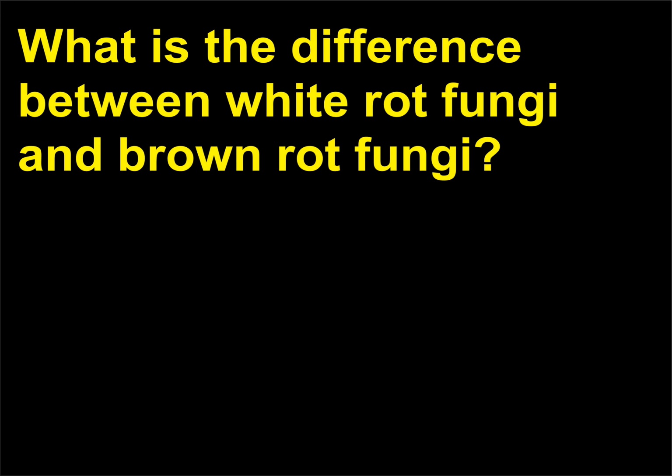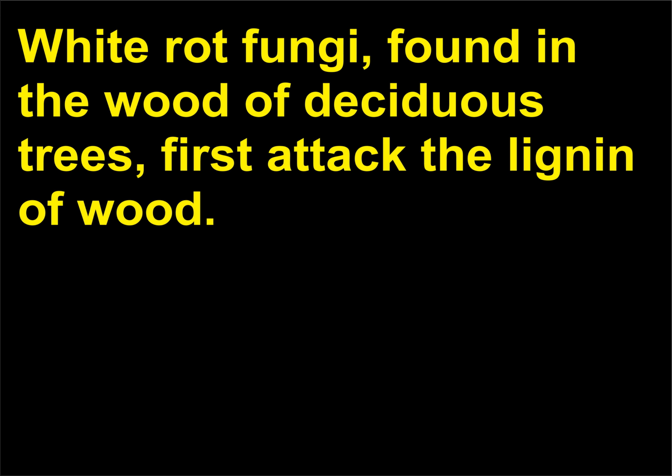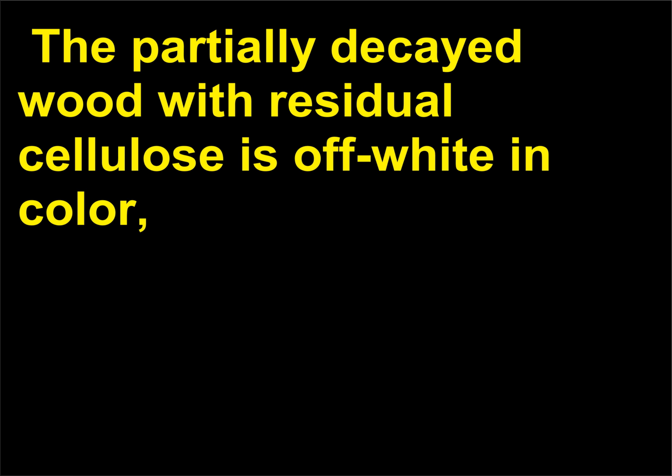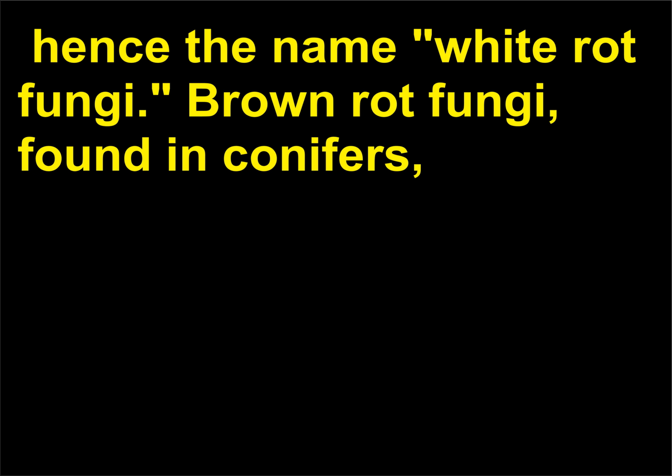What is the difference between white rot fungi and brown rot fungi? White rot fungi, found in the wood of deciduous trees, first attack the lignin of wood. Once the lignin is digested, the fungi destroy cellulose and other major parts of cells. The partially decayed wood with residual cellulose is off-white in color. Hence the name white rot fungi.